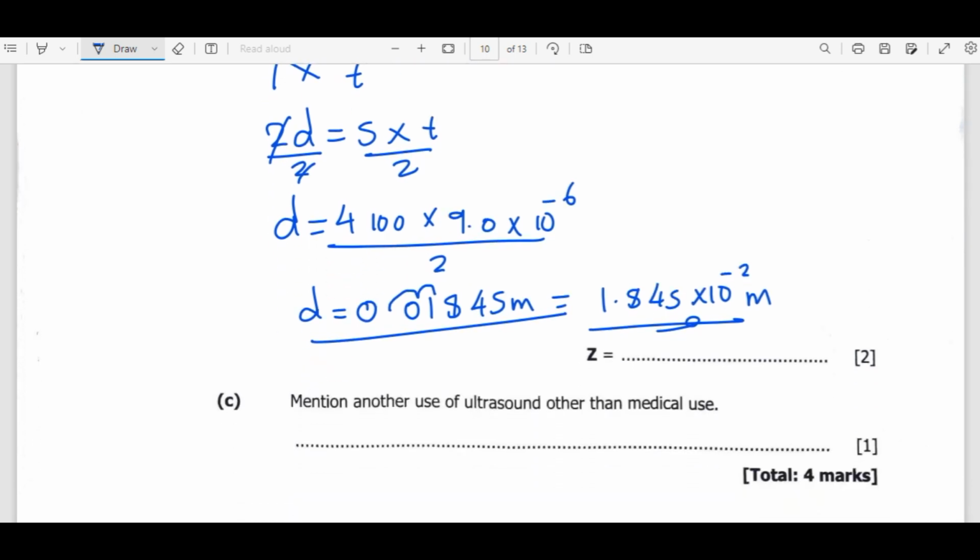Then C, mention another use of ultrasound other than medical use. So say to measure depth of seabed.